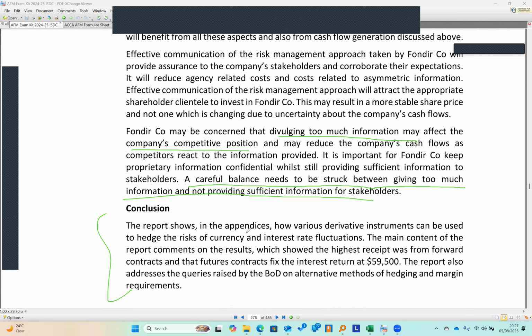In the conclusion, they show derivative instruments can be used to hedge the currency risk. The content of the report comments on the results, which show the highest receipt from the forward contract. The futures contracts fix the interest return at 59. It also addresses the queries raised by the board. And then you finish. Now, I hope that you can see how the question has been flowing, because some people calculate and get all the marks right, but then they fail to flow the report part, and therefore lose out on communication marks and analysis marks, and it becomes very difficult for you to pass the exam when you are skipping out on such marks.